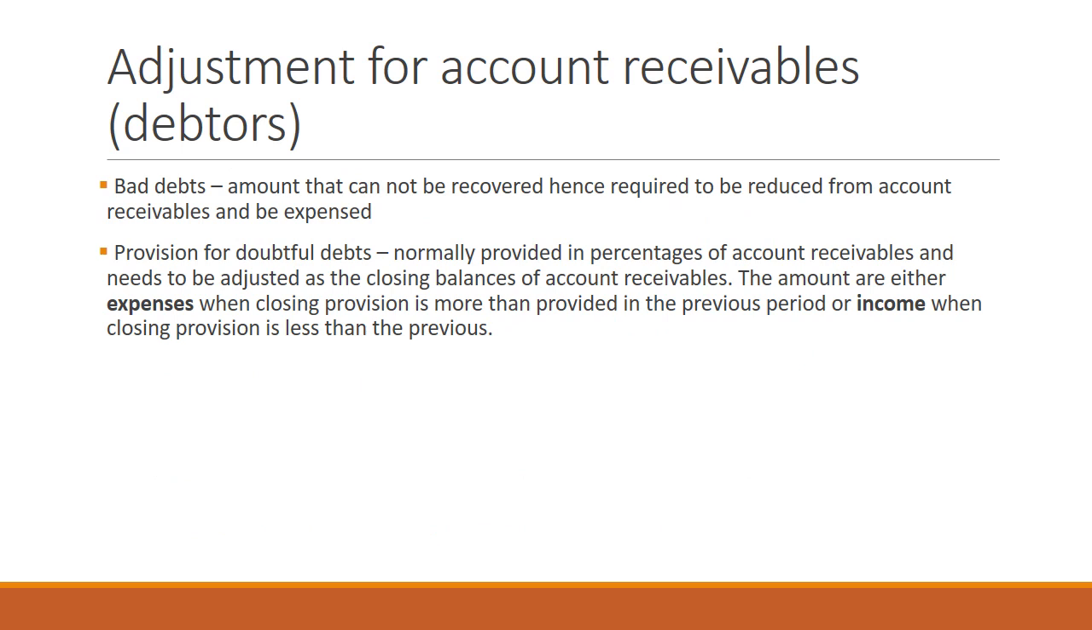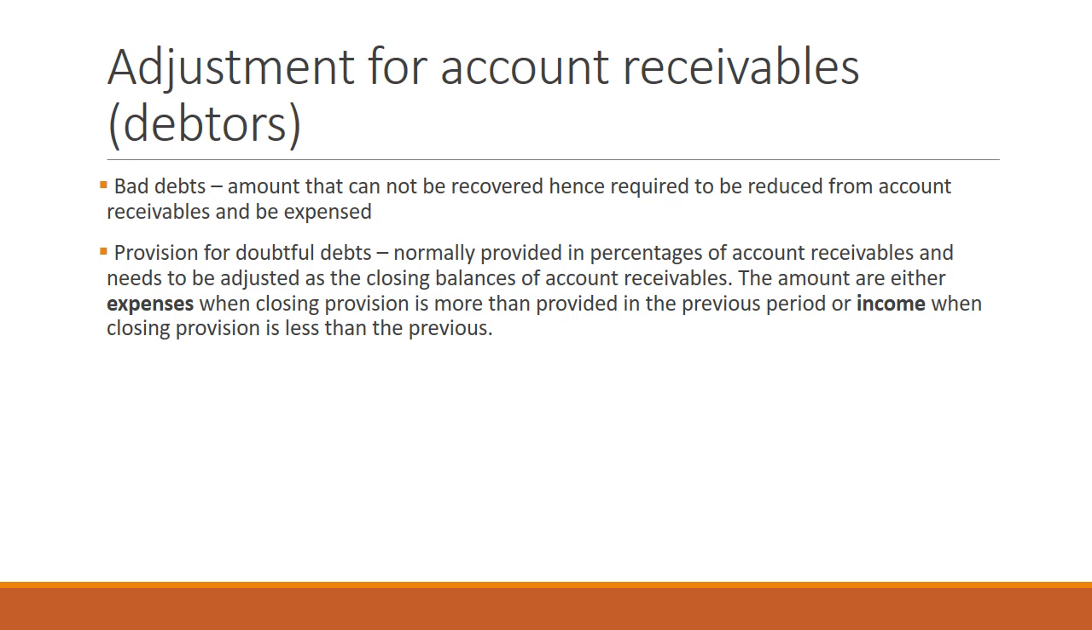But again, we have adjustment for account receivable where we have bad debts. Bad debts, these are the amounts that cannot be recovered, hence required to be reduced from account receivables and be expensed, included in the list of operating expenses.